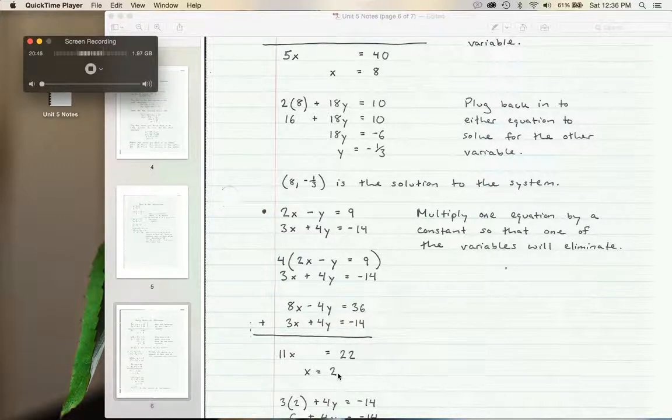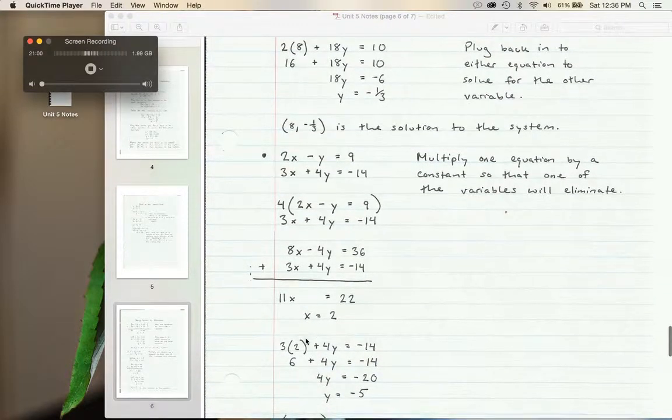From here, you can proceed the same way we did in the previous example. You can plug this x equals 2 back into any equation or modification of an equation that you choose. I'm going to decide to plug this x equals 2 back into my second original equation, 3x plus 4y equals negative 14. So I've written 3 times 2 in place of the x, plus 4y equals negative 14. 3 times 2 is 6. The rest has stayed the same.